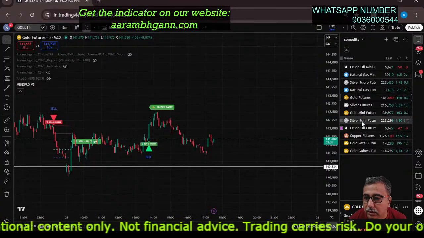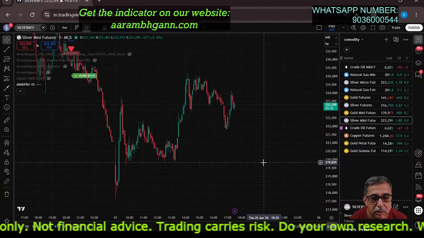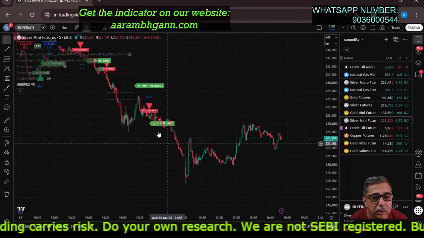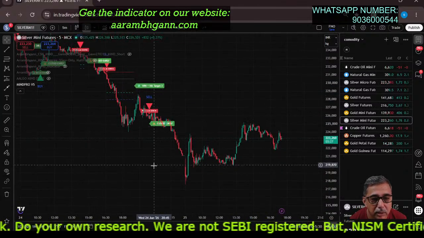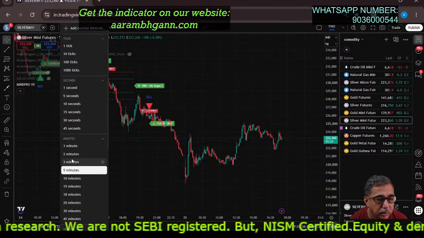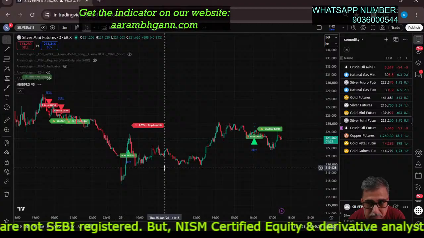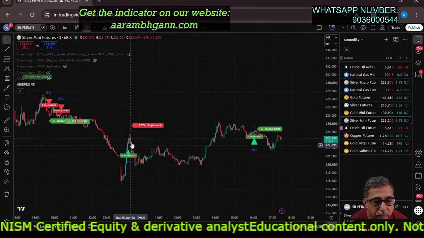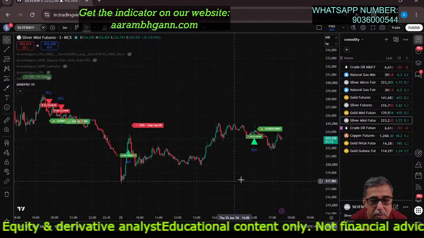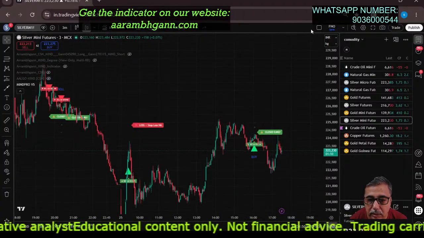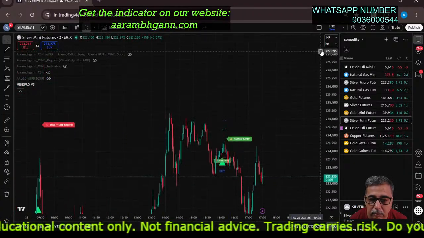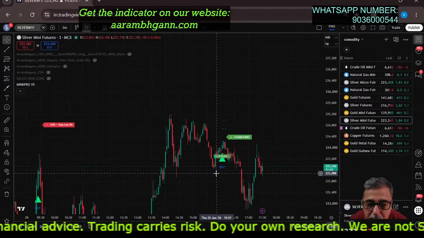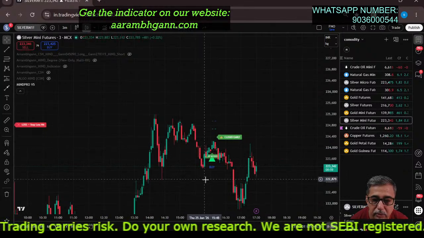If I see silver, target hit, closed early, in the 5 minute time frame. In the 3 minute time frame there is a stop loss hit here. Buy, stop loss hit. Now the buy closed early. See here, buy taken here but closed early. So cost to cost. You don't know where to enter and where to exit, so now it will automatically tell you where to buy and where to sell.